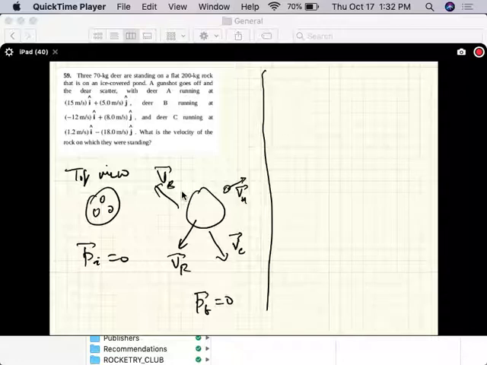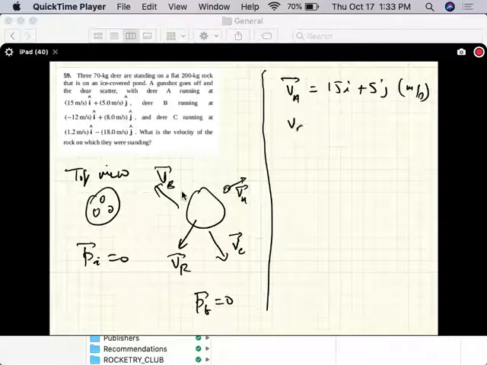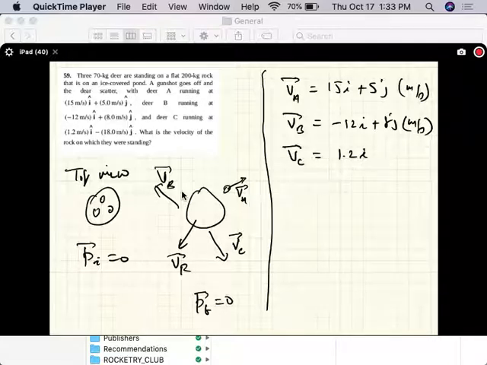All right, VA is, I'm just going to write these velocities here, 15I plus 5J, and everything is in SI units. VB is minus 12I plus 8J. VC is 1.2I minus 18J. And the velocity of the rock is what we're trying to find. What is the velocity of the rock on which they were standing?